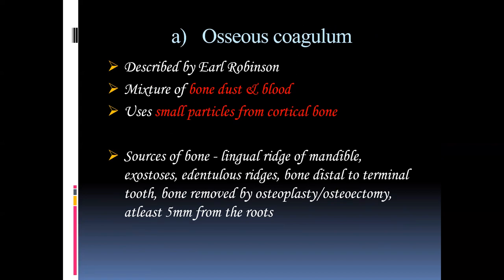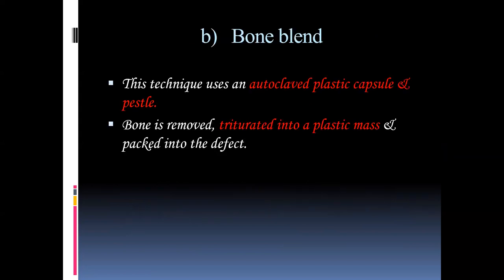Examples of autogenous graft are osseous coagulum, mainly described by Robinson. It is a mixture of bone dust and blood. It uses small particles from the cortical bone. The sources of this bone are the lingual ridge of the mandible, exostosis, edentulous ridges, bone distal to the terminal tooth, and bone removed by osteoplasty or osteotomy, at least 5 mm from the roots.